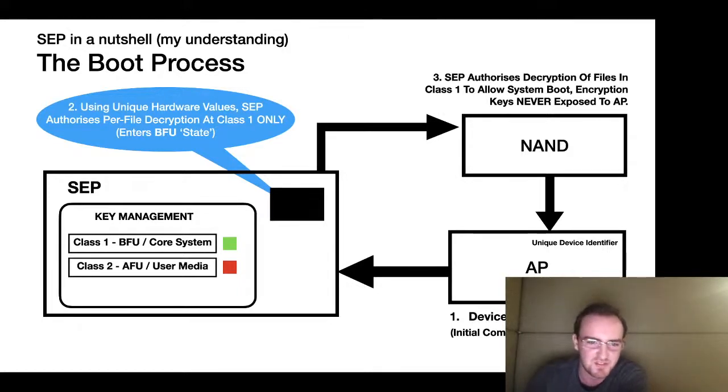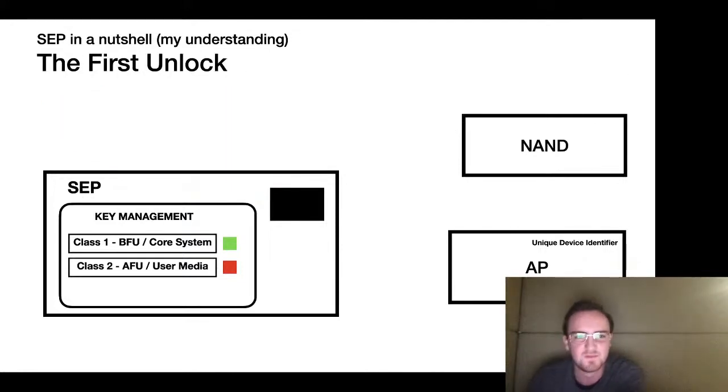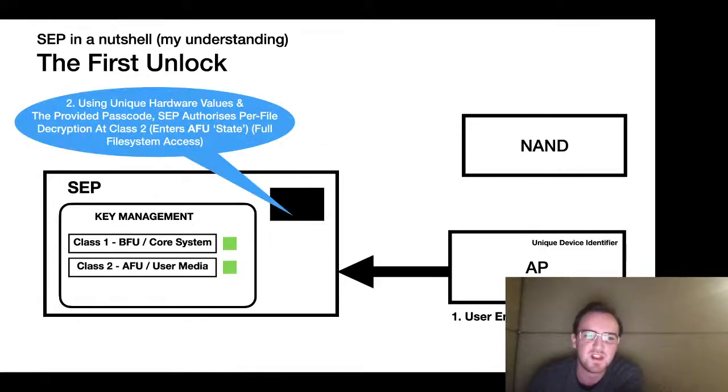So the device will boot, and we will be at our lock screen. So we're now at our lock screen, and our device is ready to be unlocked. So the user is then going to enter in their passcode. The passcode is then going to be passed to SEP as an input. And using these hardware values and then the provided passcode, SEP will then evaluate the passcode. If the passcode is correct, it will then permit decryption of files at both class 1, which is our core system, and class 2, which is all of our user media files. So this is essentially what we would call full file system access.